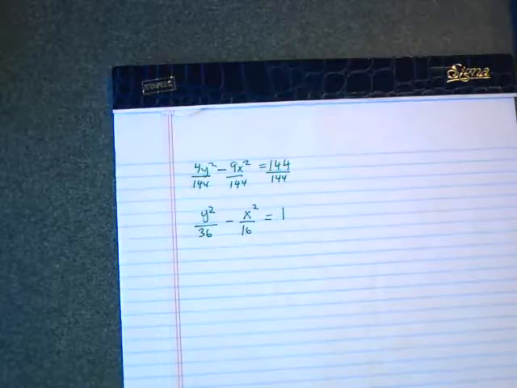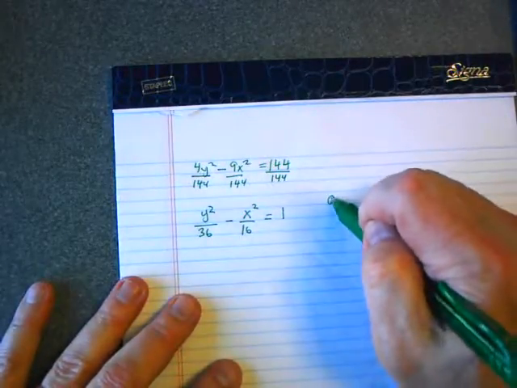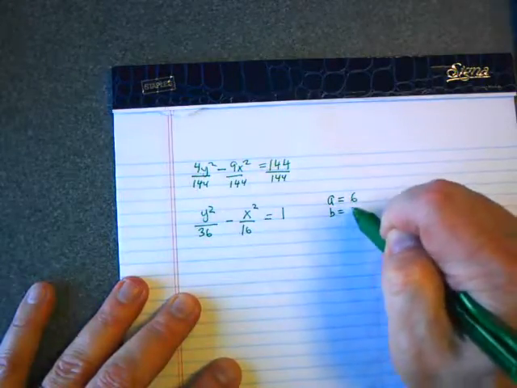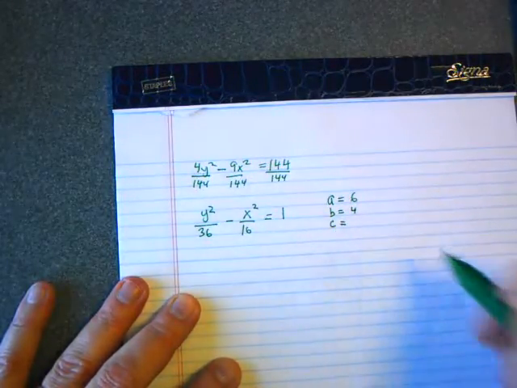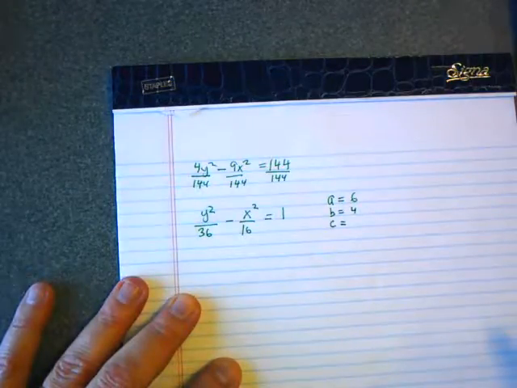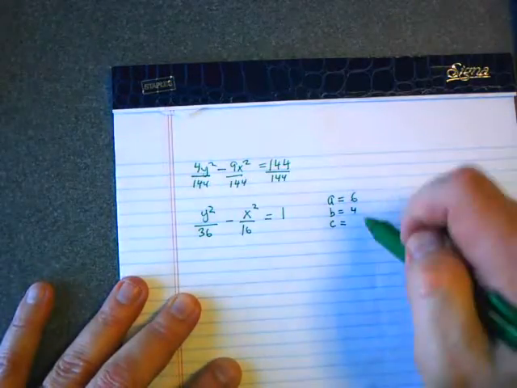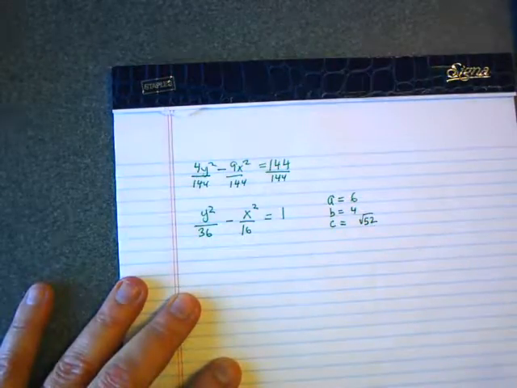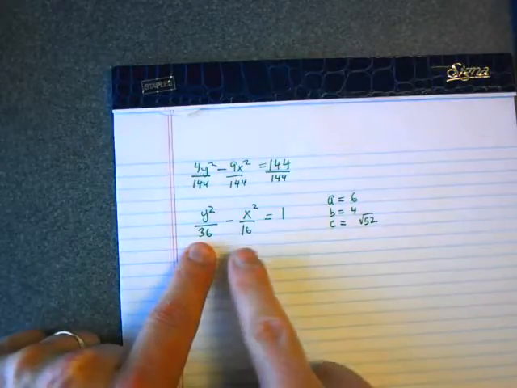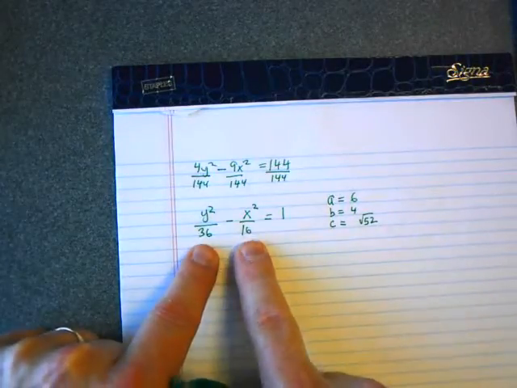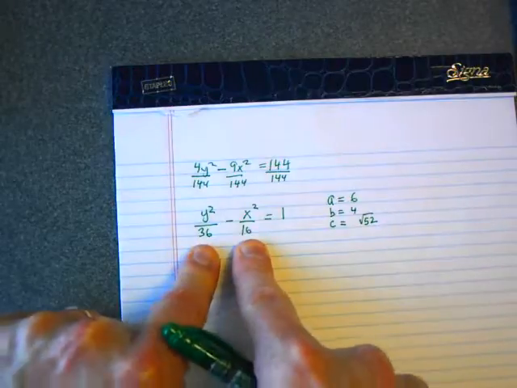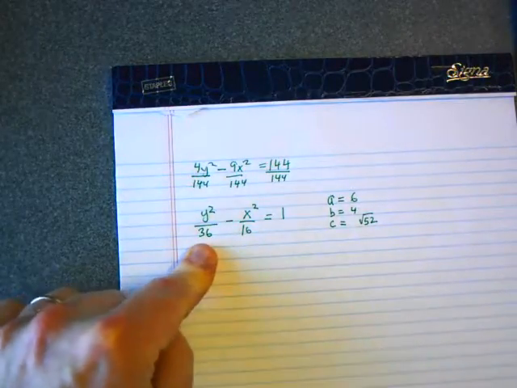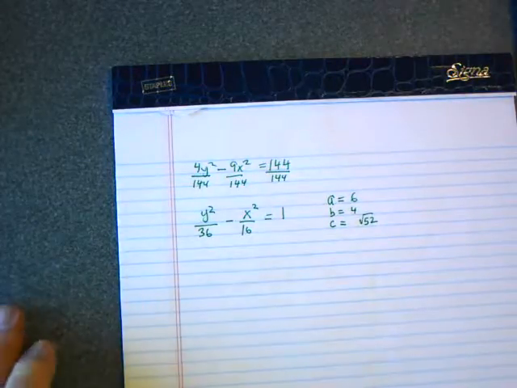Not that bad. What's the A number? 6. What's the B number? 4. What's the C number? Square root of 52. How'd you get square root of 52 so fast? You add A squared plus B squared. 36 and 16 makes 52. And then you'd have to take the square root of it. That's correct. So you don't really need to write down the formula if you don't want to. C squared equals A squared plus B squared.